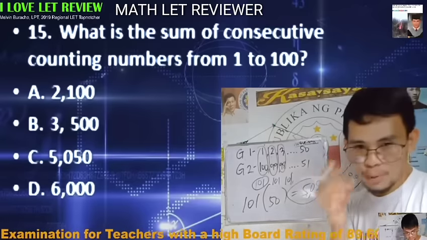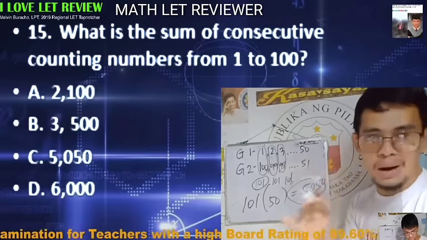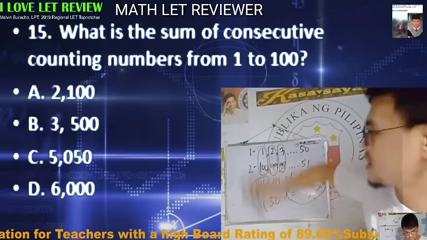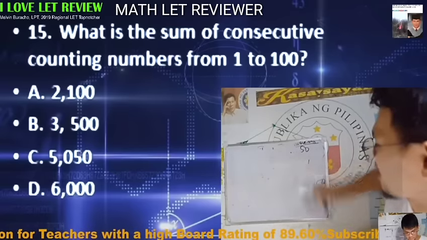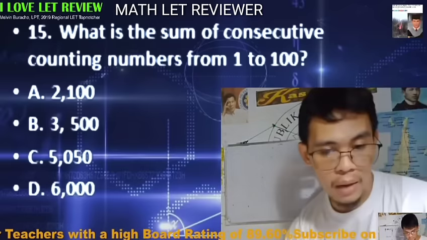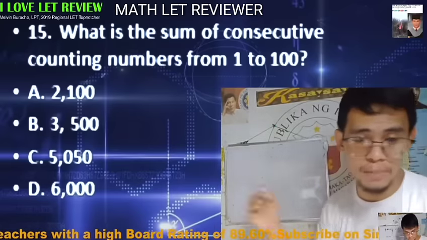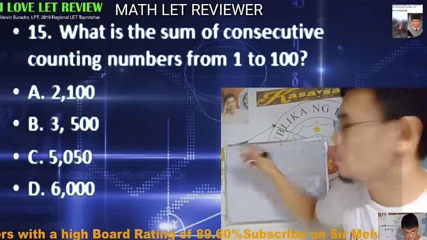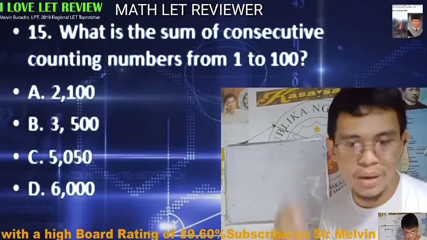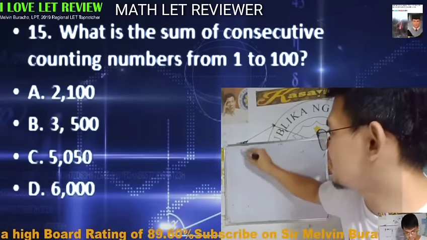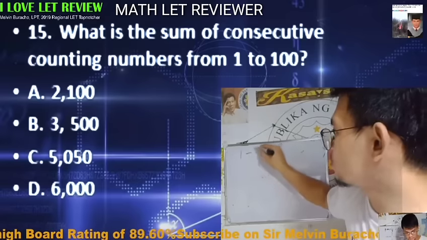Pero, to prove it in a smaller scale, we have to prove it by just getting smaller numbers. So, ang sagot po dyan, 5,050, that's letter C. Pero, i-prove natin siya in a smaller scale. Sige, 10. Ganito po yung tanong: What is the sum of consecutive counting numbers from 1 to 10? I-add mo daw yung 1 to 10.